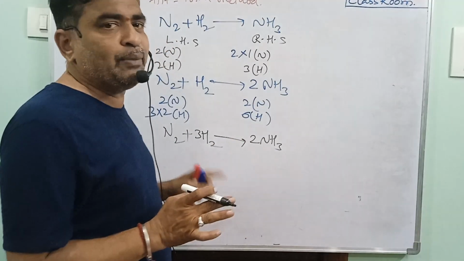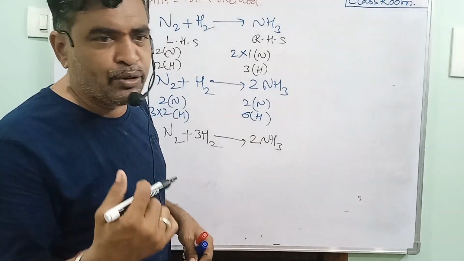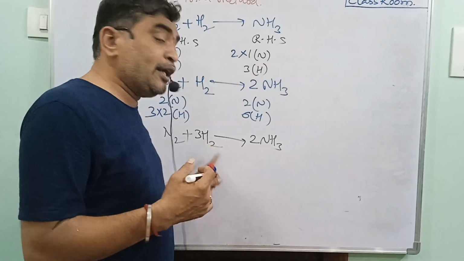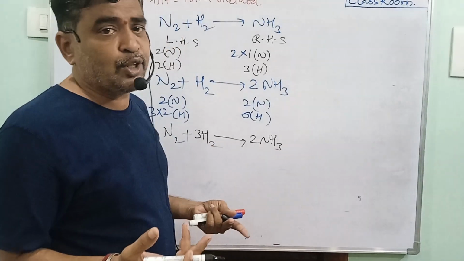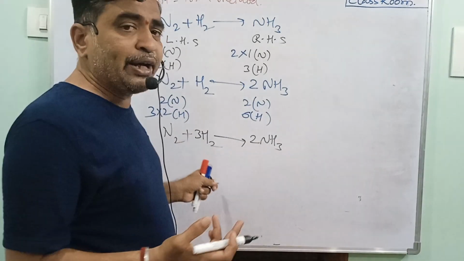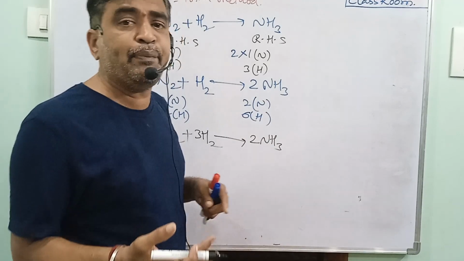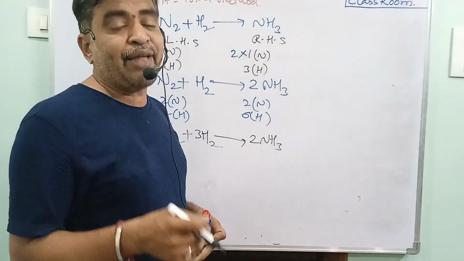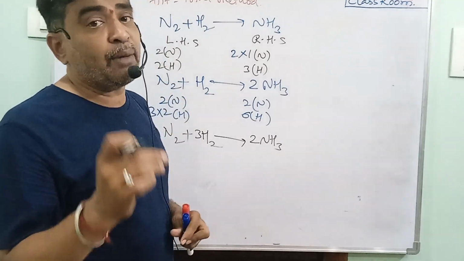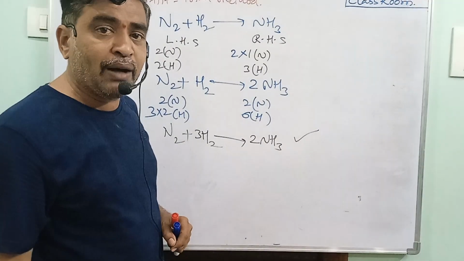Here 2 nitrogens, that means 28 units. Here also 2 nitrogens, that is 28 units. Here 3 H2, that means 6 units. 2 into 3, that is 6 units. So here you are getting 28 plus 6, and here also you are getting the same 28 plus 6. So that means on both sides the atoms are the same, that means the mass is the same. Now it is following the law of conservation of mass.